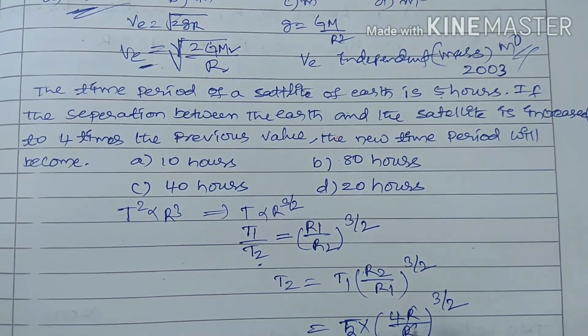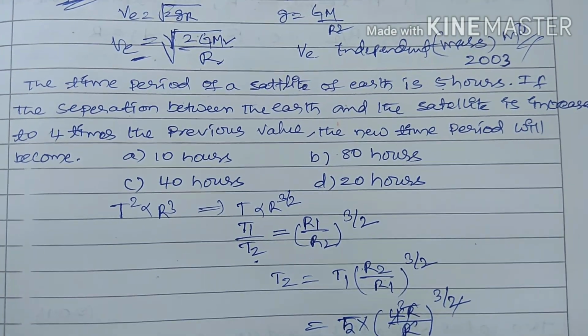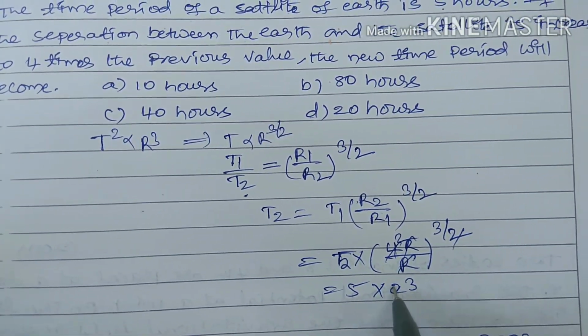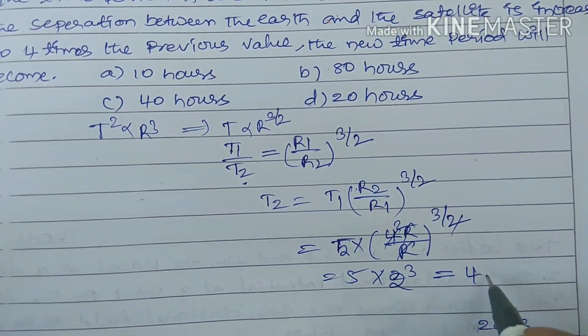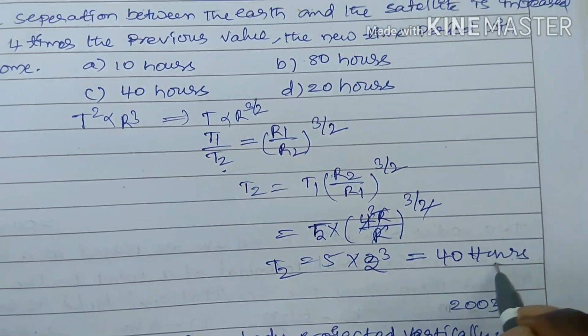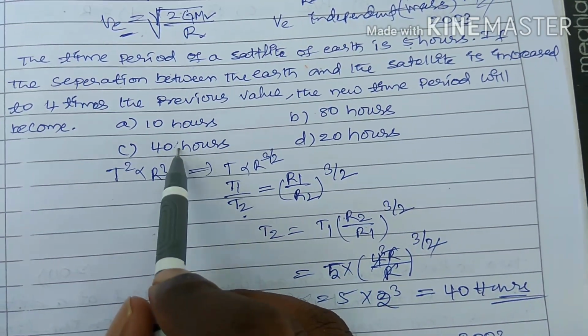So it is 4 to the power 3 by 2, which is 2 cube. So 5 into 2 cube is equal to 5 into 8, which is 40. So T2 is 40 hours. This is the answer, which is option C.